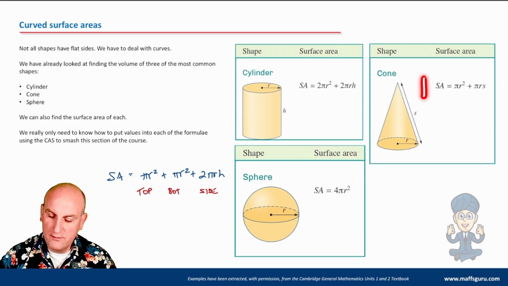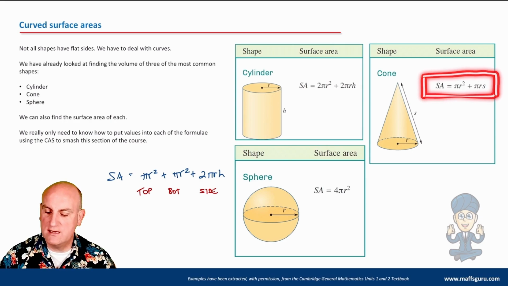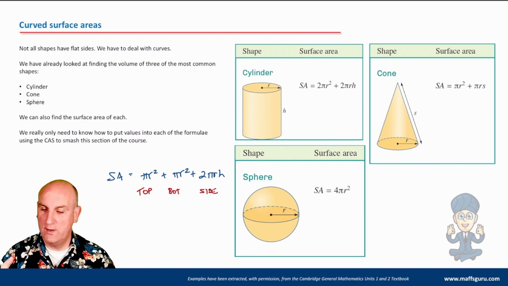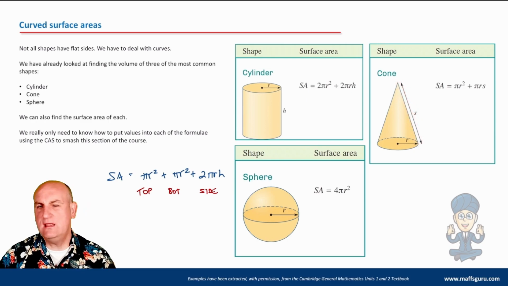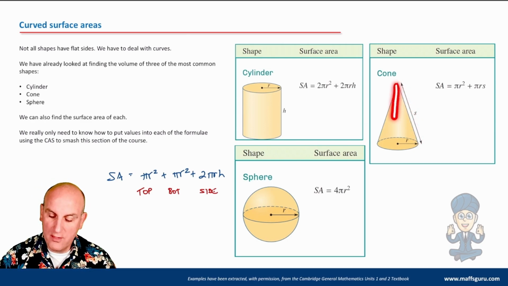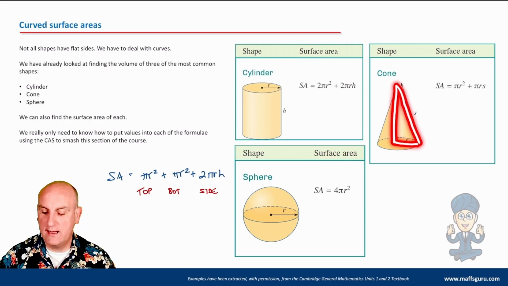What about a cone? The surface area is given by pi r squared plus pi r s. What on earth is s? Well, again, that there is our slant length. How do you think they might try and trick you in an exam? They may give you the height and the radius and expect you to work out the slant length.